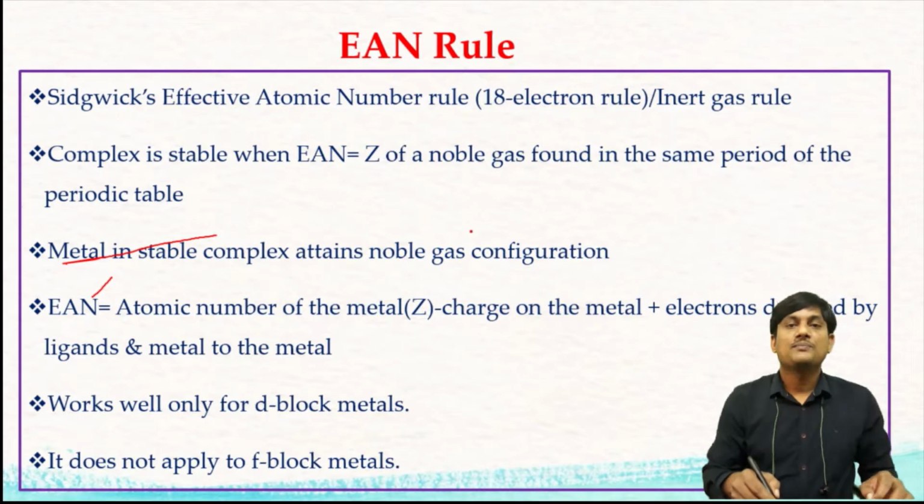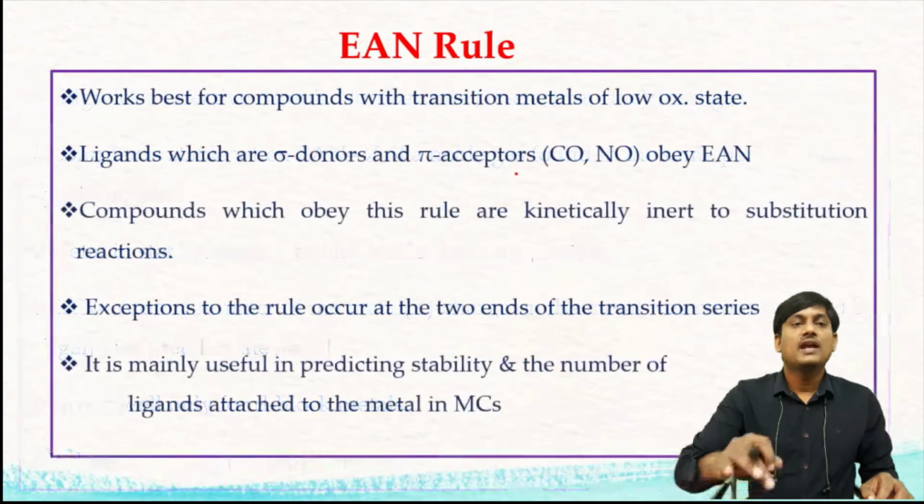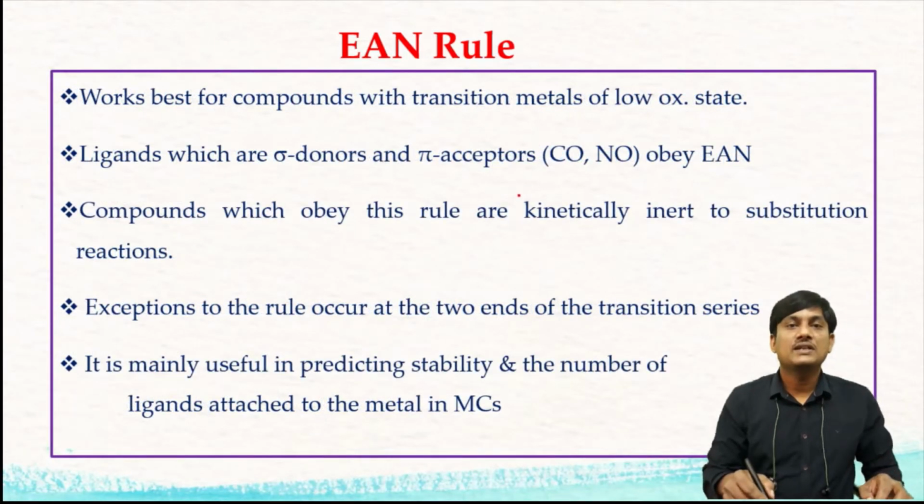This works well for d block elements. It does not work for f block elements. It also works better when the metal in the complex is in a lower oxidation state or zero oxidation state, and for ligands which are sigma donors and pi acceptors, such as CO and NO. They follow the effective atomic number rule. Compounds which obey this rule are kinetically inert to substitution reactions. These are less reactive towards nucleophilic substitution reactions.